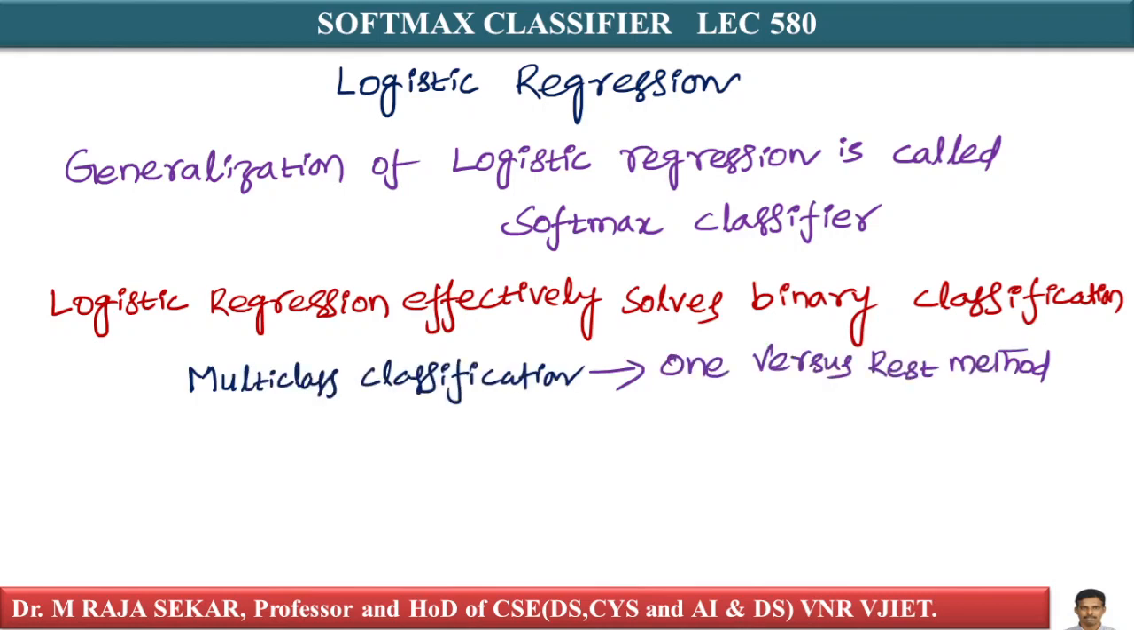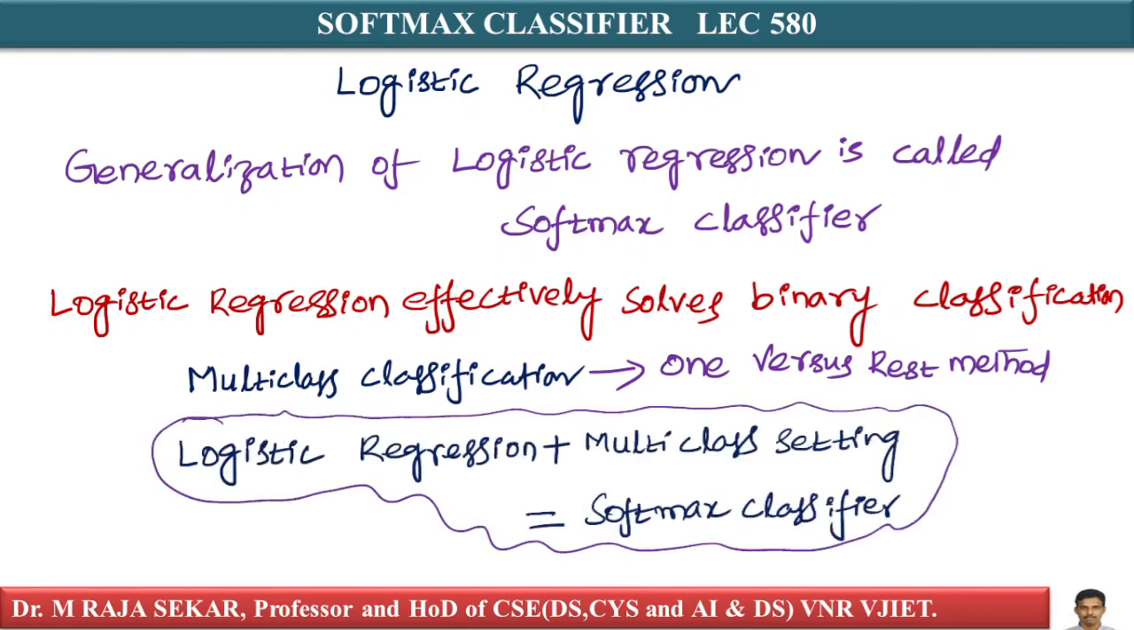But is there some way to take the core idea of logistic regression, the mathematical concept of logistic regression, and extend it naturally to a multi-class setting? Literally, you can extend the basic mathematics of logistic regression to multi-class. What you get is the Softmax classifier. I will show you how this extension works. Instead of using the one versus rest scheme, you can gracefully extend the mathematics of logistic regression to multi-class using the concept called Softmax classifier.